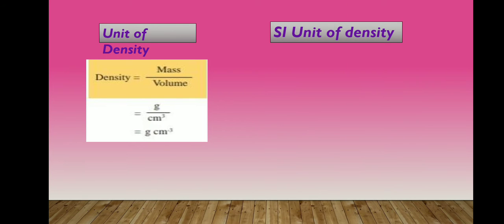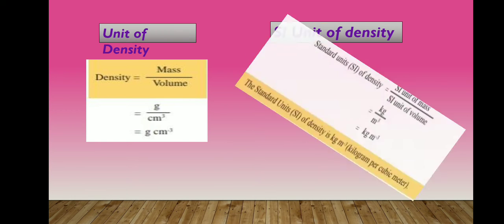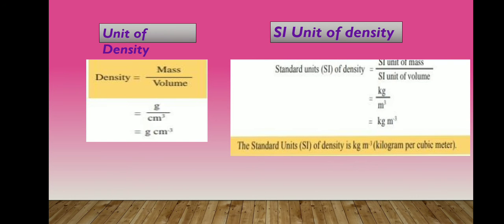Here, another one is the SI unit. So if they ask you the SI unit, you have to state like this. The SI unit of mass is kilogram. The SI unit of volume is cubic meter. So the SI unit of density is kg m^-3, that's kilogram per cubic meter. So if they ask you the SI unit, you should indicate kilogram per cubic meter.